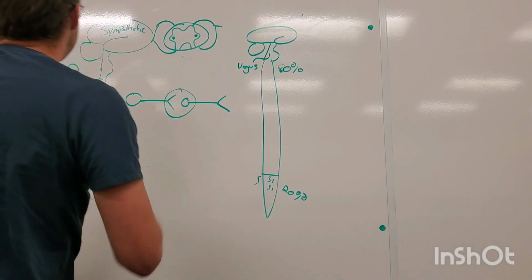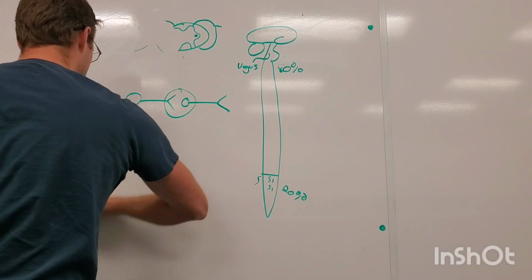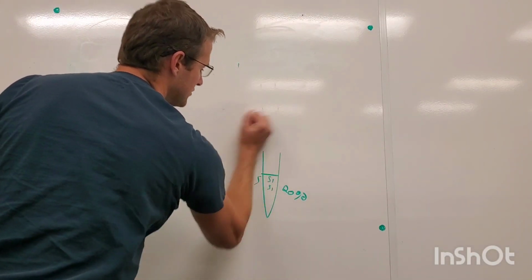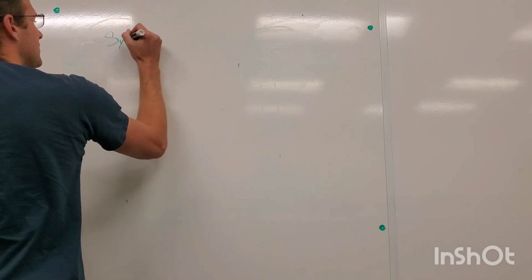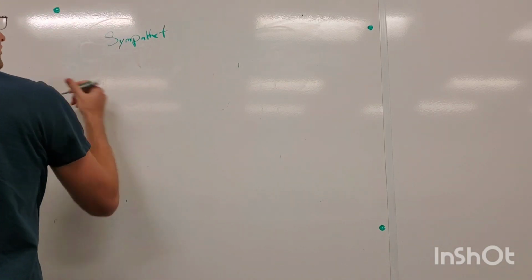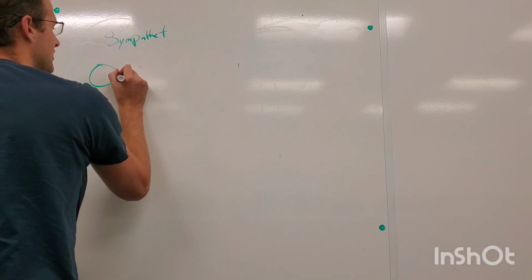These both use a little bit different neurotransmitters, and I can draw these up on the board really quick. The sympathetic. We'll draw three. So here we have, this is our preganglionic neuron.